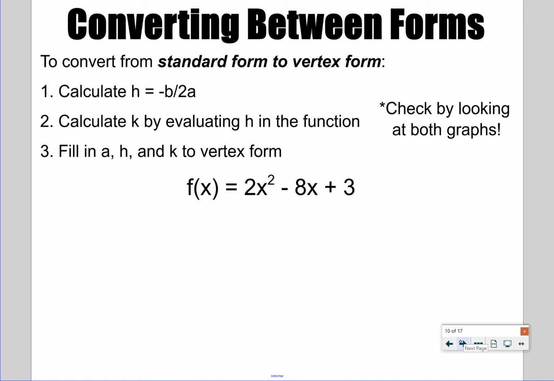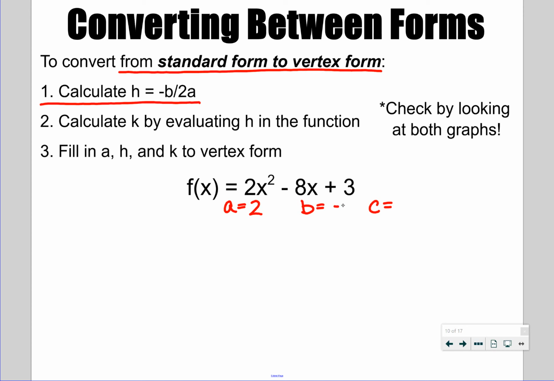The other way that we can convert is from standard form, remember that's the one with the A, B, and C, no parentheses, to vertex form. That's the one with the H and K. The first step to convert this way is to calculate that H using the -b over 2a. So again, we're going to go through one step at a time in this problem at the bottom. The first thing I'm going to start with is naming my A, B, and C. Here my A is 2, my B is -8, my C is 3.